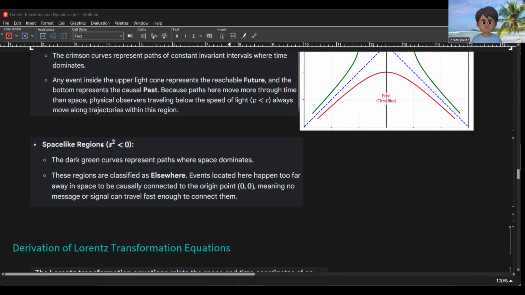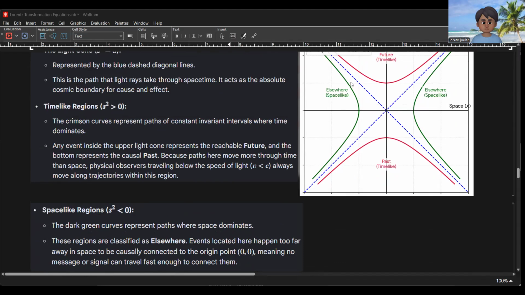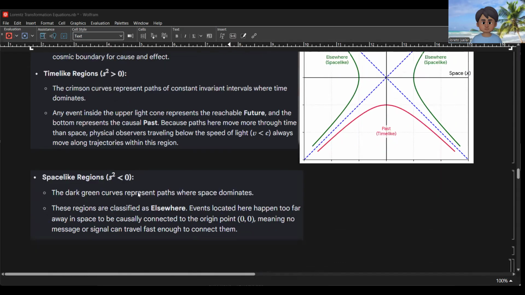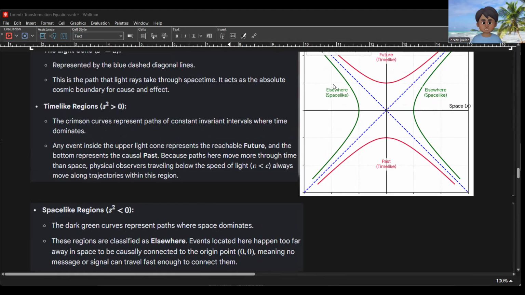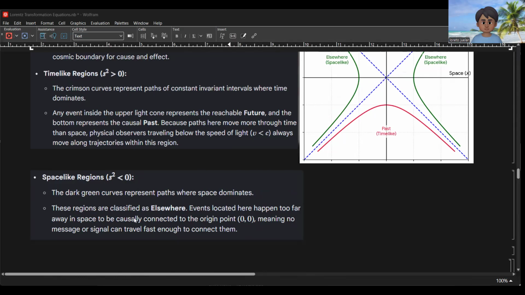For space-like regions, s squared is less than zero. In this part here is where space-like events are. The dark green curves represent paths where space dominates. These regions are classified as elsewhere. The events located here happen too far away in space to be causally connected to the origin point (0,0), meaning no message or signal can travel fast enough to connect them.